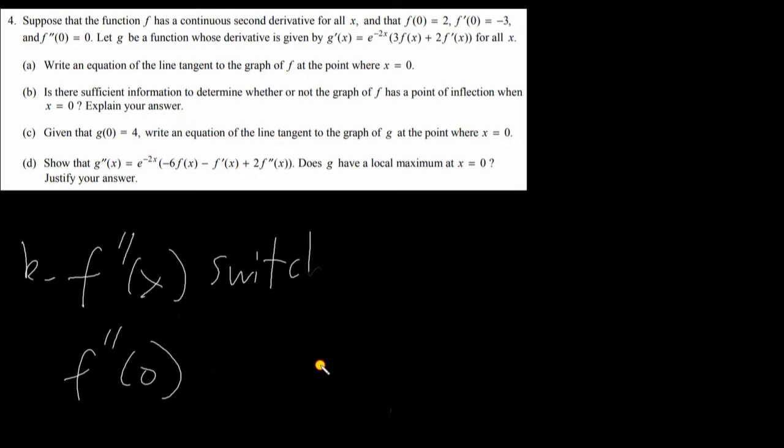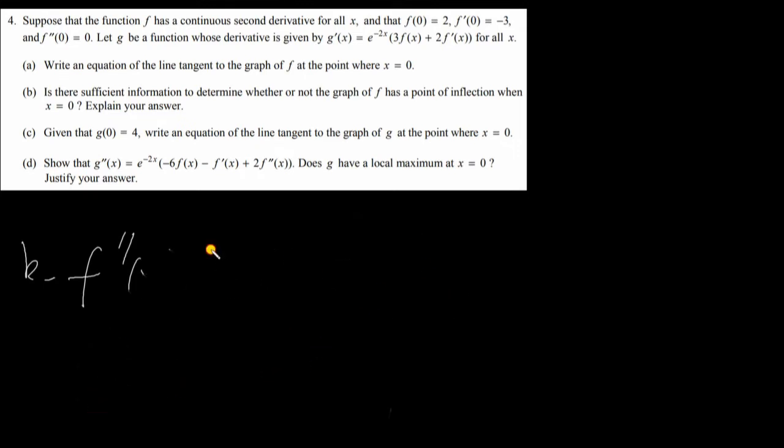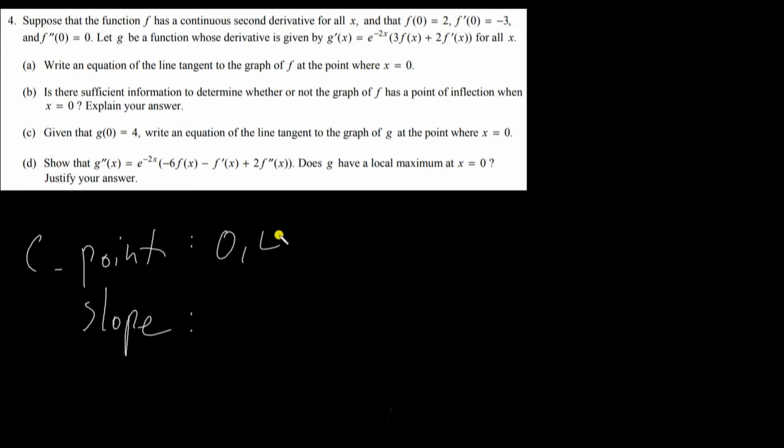You'd get 1 point for the correct answer there, and then 1 point for a correct explanation. Okay, part C. Given that g of 0 is 4, write an equation of the line tangent to the graph of g at the point where x equals 0. Again, we want to find the equation of a tangent line, so we're going to need the point and the slope, the two keys to the point slope form. Well, the point is pretty easy. We know that g of 0 is 4, so the point is (0, 4).